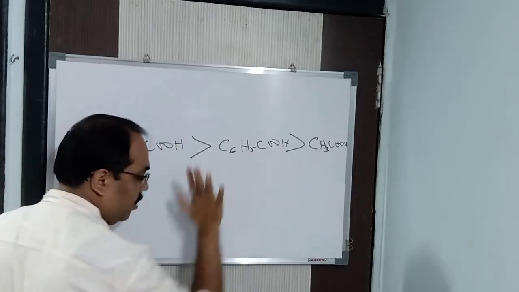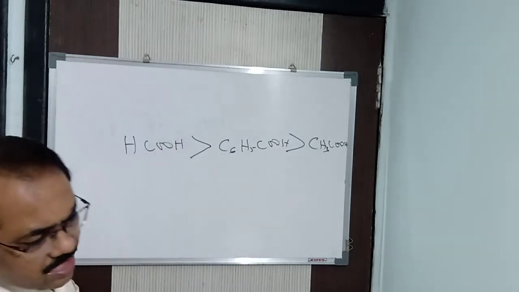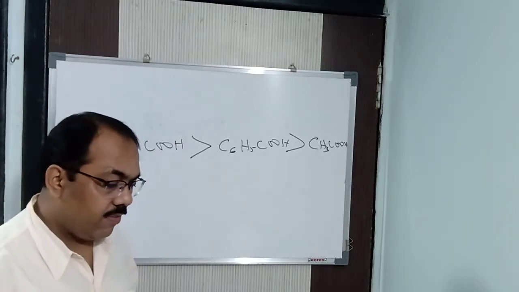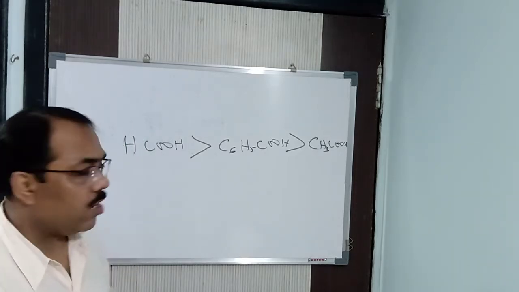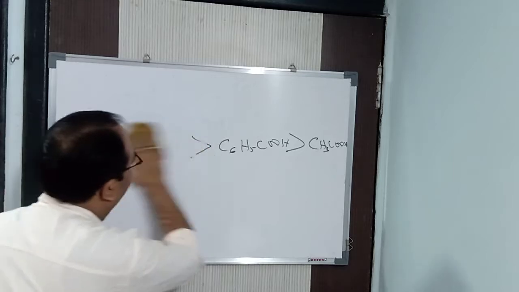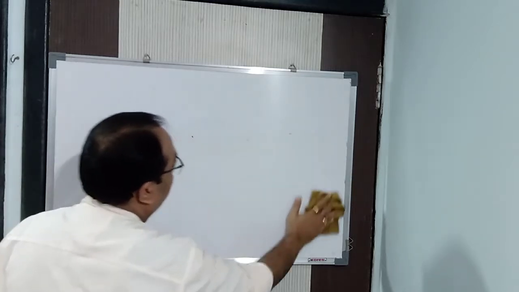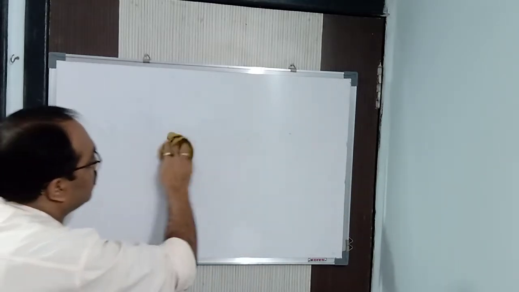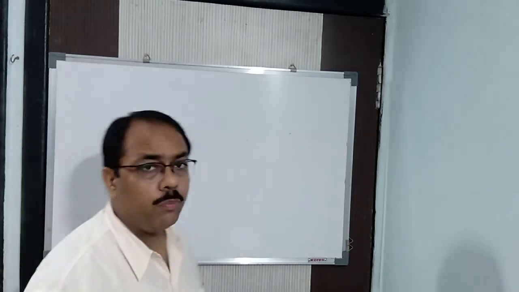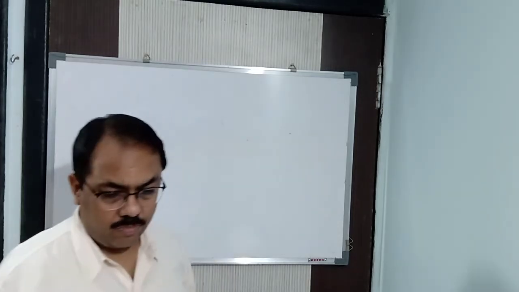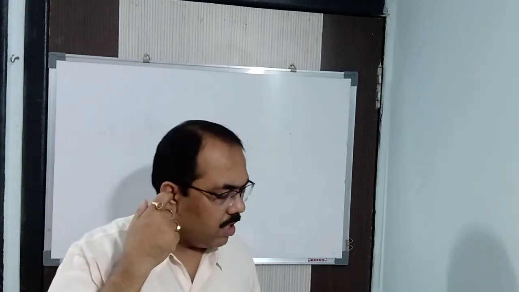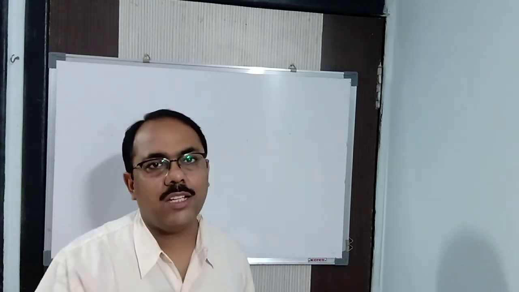Now next we'll see the effect of substituents on the acidic strength of aromatic acids. One thing is very clear, just like aliphatic, if an electron donor group, an EDG, is there, EDG means OH, CH3, OCH3, NH2, attached to aromatic acids.